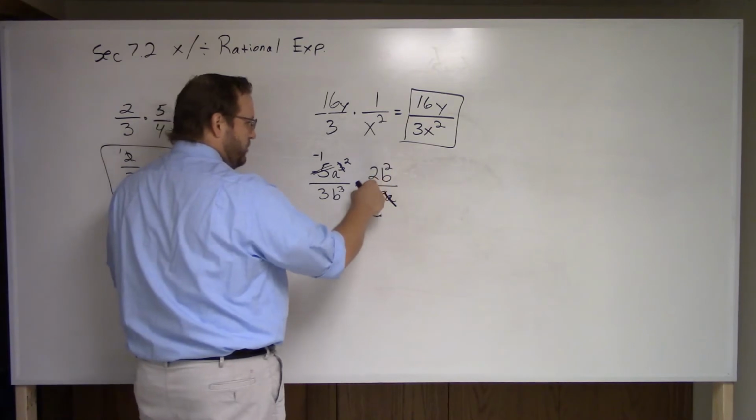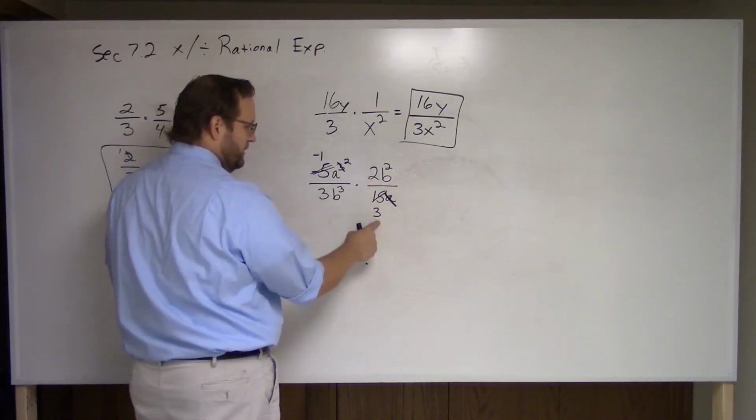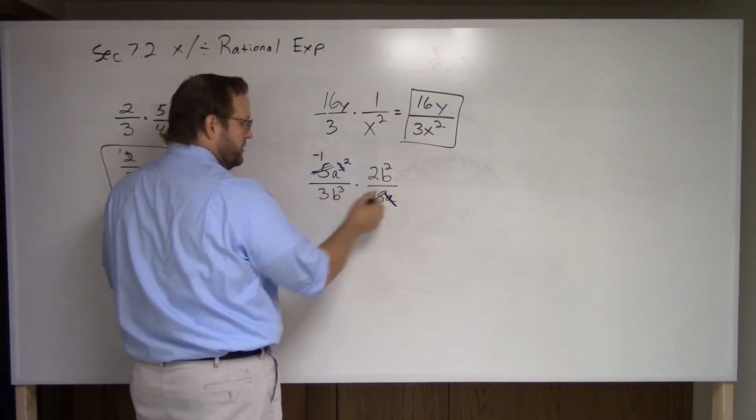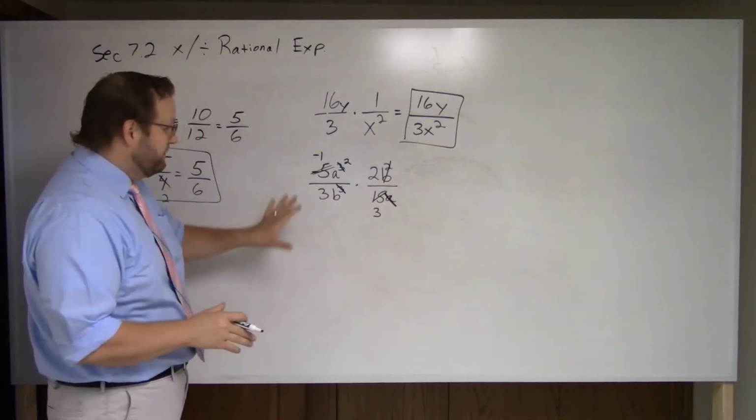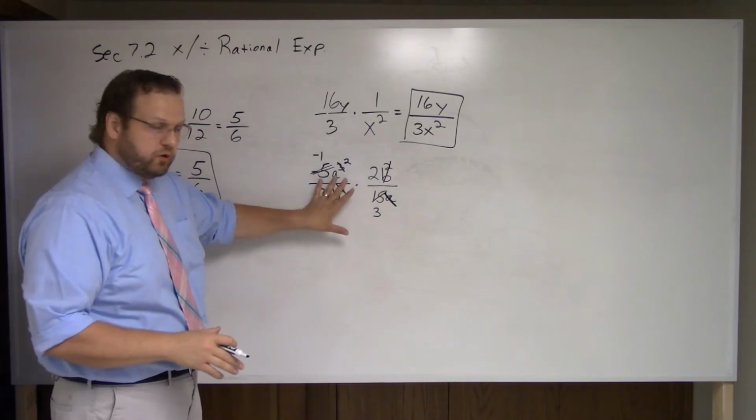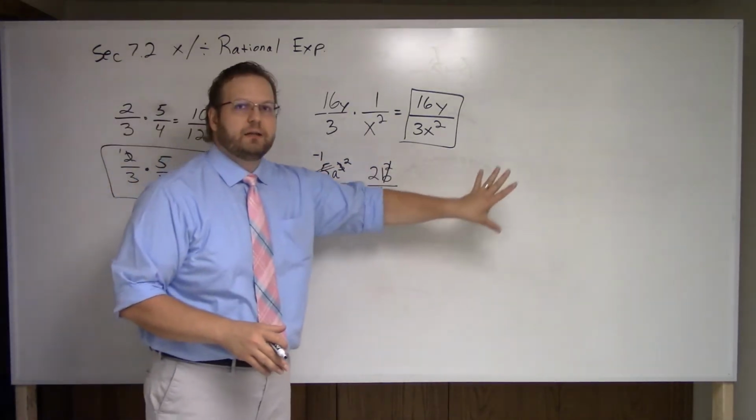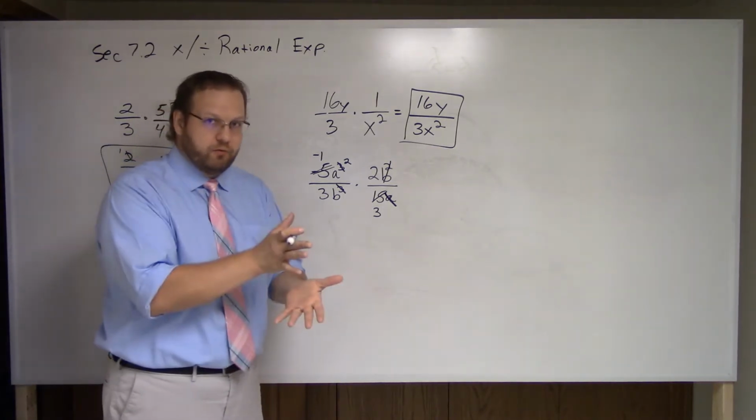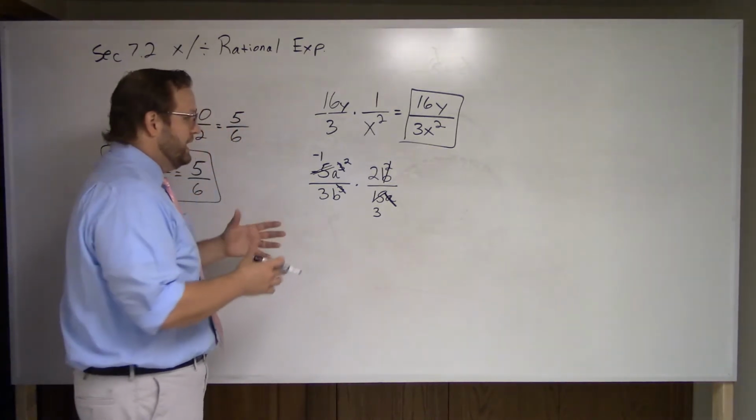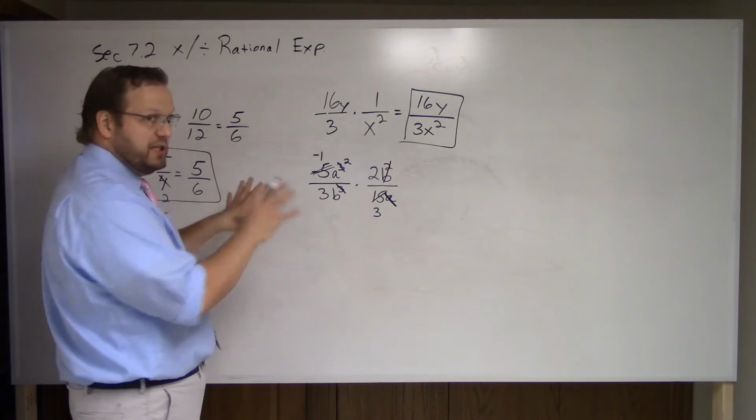Then I go to here. 2 doesn't reduce with anything, but the B's reduce. 2 of them are gone, 1 of them's left. Now, if this starts getting too messy for you, feel free to rewrite it and rewrite it as many times as you need. You can reduce just one thing at a time and then rewrite it. Do what's comfortable.